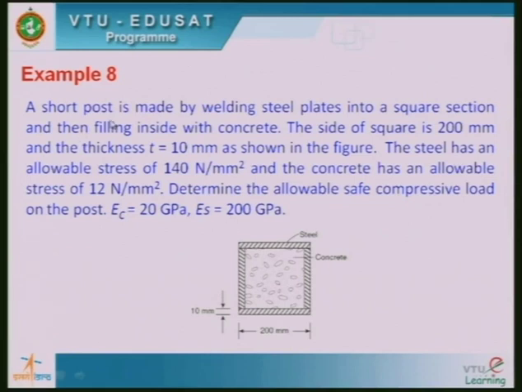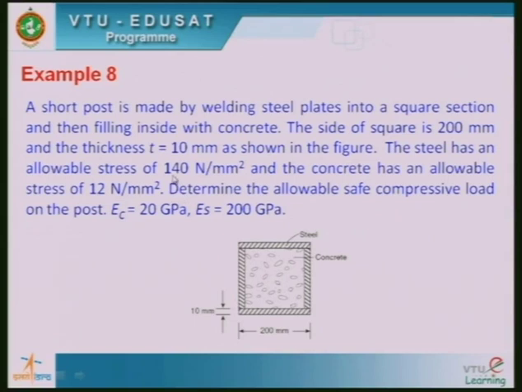See, a short post is made by welding steel plates into a square section. These are the steel plates. They are welded together so as to form a square section. The dimension is 200 mm. This is also 200 mm. And then it is filled inside with concrete. The side of the square is 200 mm and the thickness T equals 10 mm as shown in the figure. So, the thickness of the steel plates, whatever we are using, is about 10 mm.